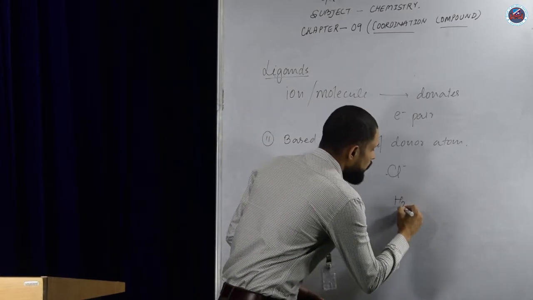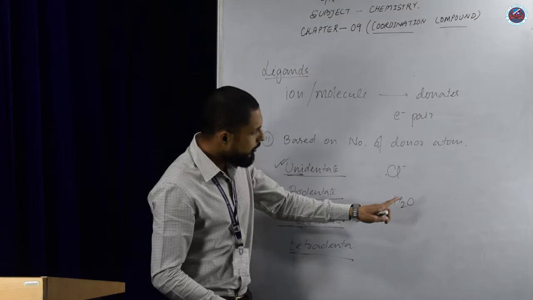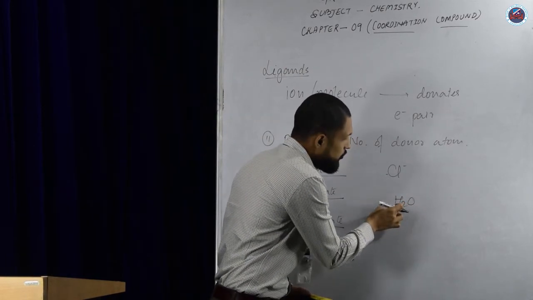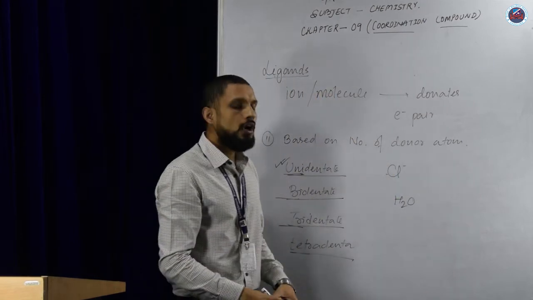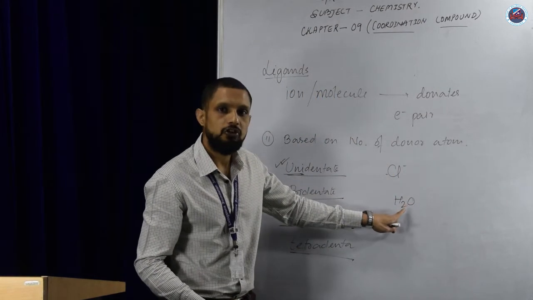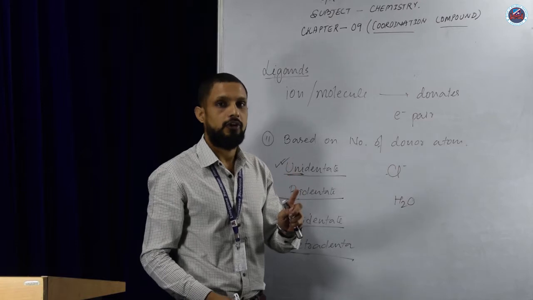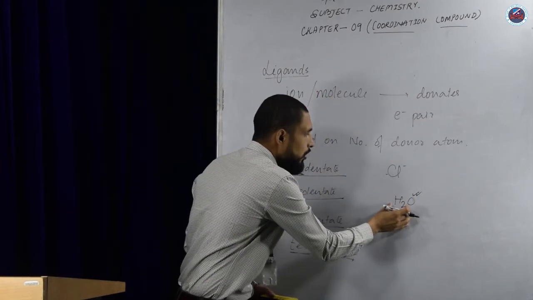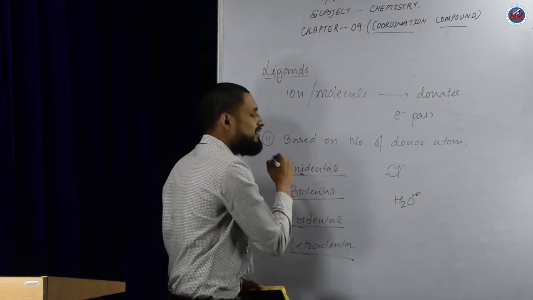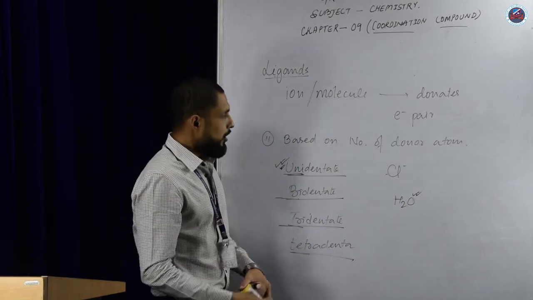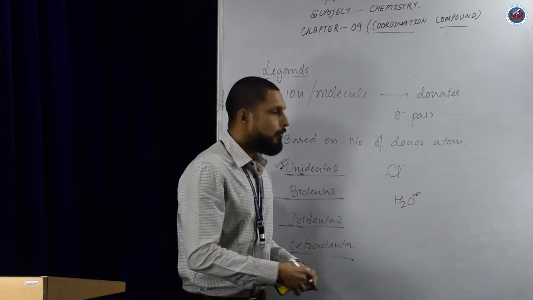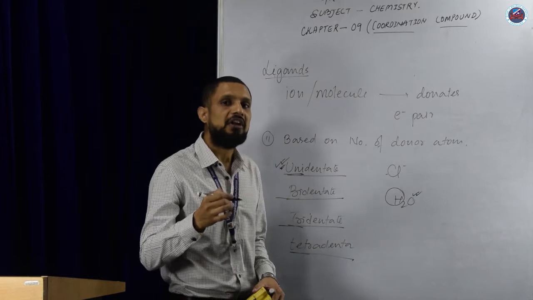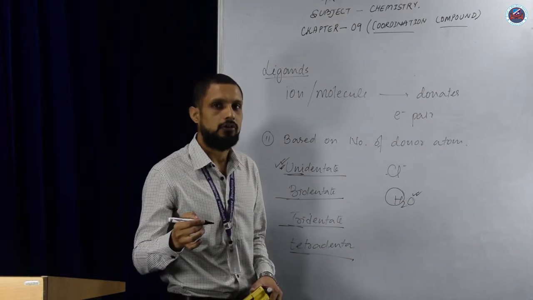Say H2O. Now looking at this, you'll find there are 3 atoms: 2 hydrogen, 1 oxygen. Even though you can see 3 atoms, there is only 1 donor atom, and that is oxygen. So this also will come under unidentate ligand. Now why only oxygen? Because hydrogen is not capable of donating a pair of electrons.